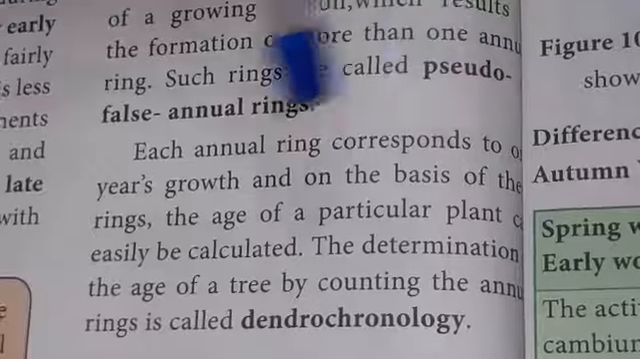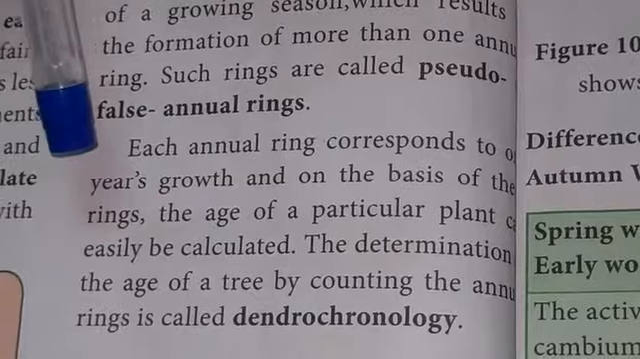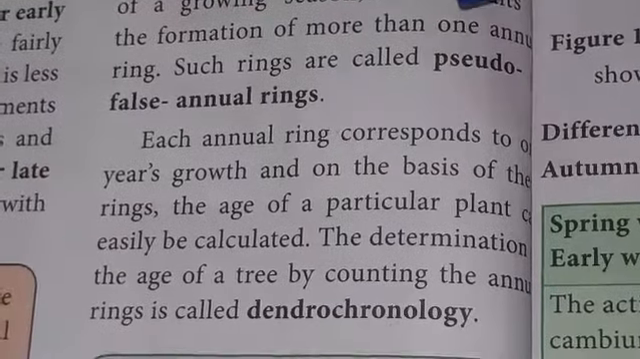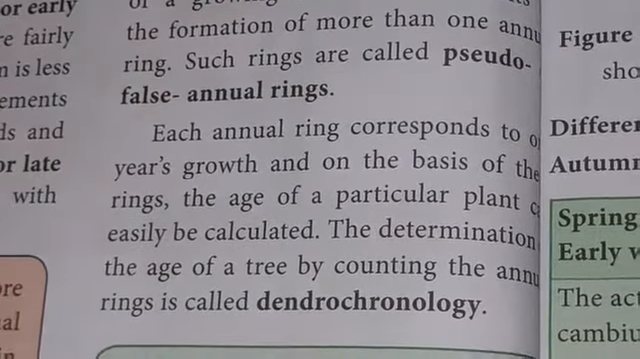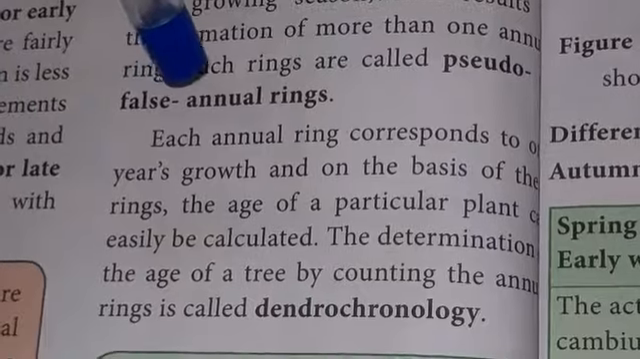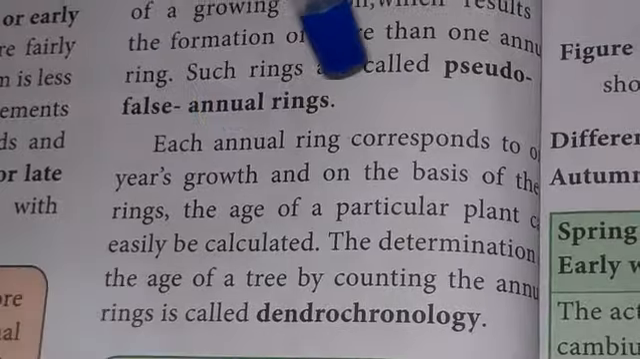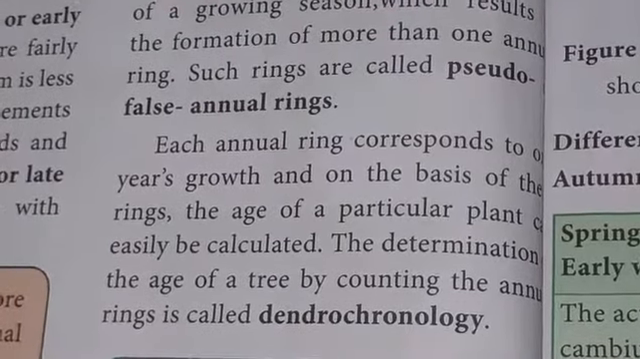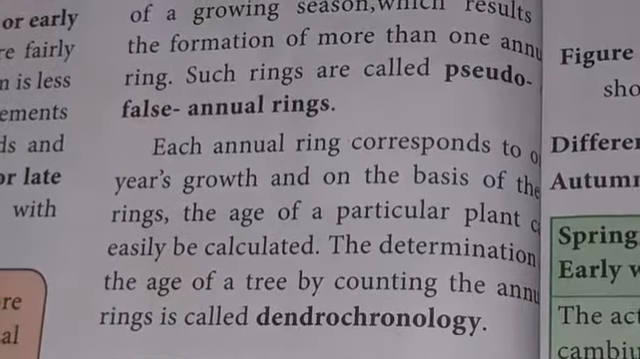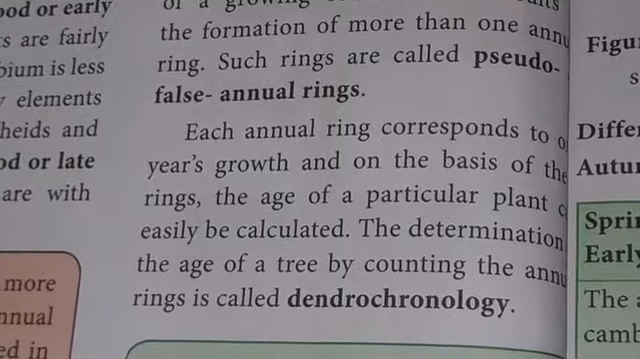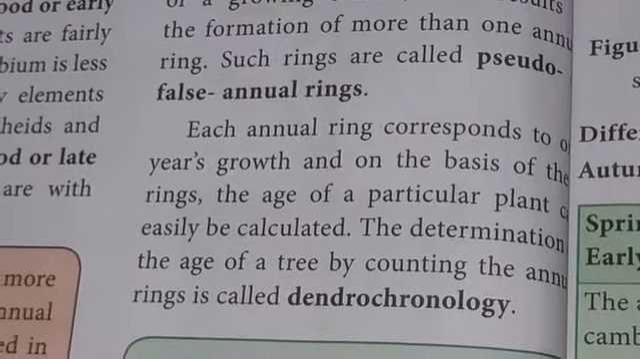Each annual ring corresponds to one year's growth, and on the basis of the rings, the age of a particular plant can be easily calculated. So naturally, one annual ring is formed in a year. So these annual rings are helpful to calculate the age of the plant. The determination of the age of the tree by counting the annual rings is called dendrochronology. What is meant by dendrochronology? Dendrochronology is the study used to determine the age of the plant by counting the annual rings.